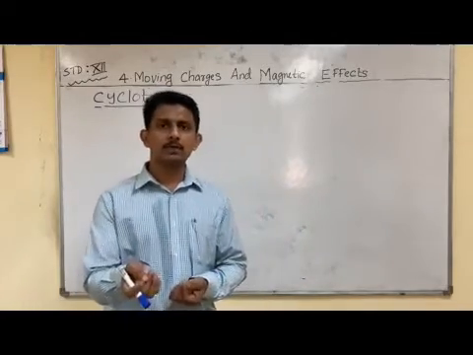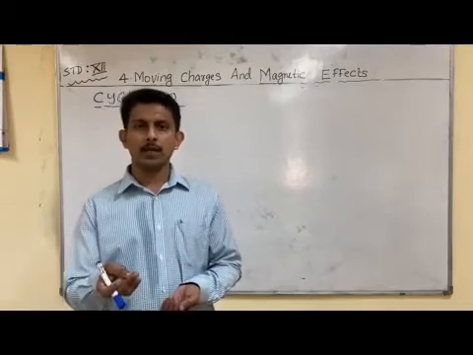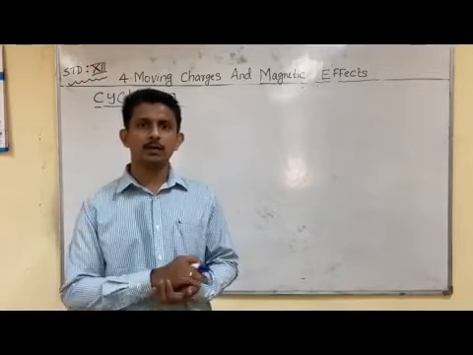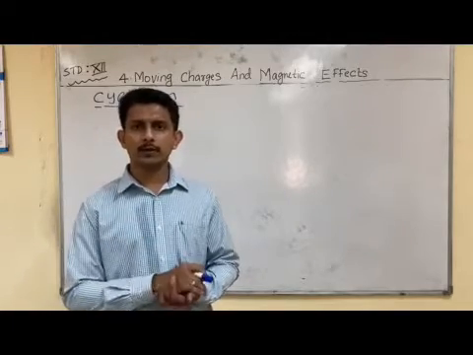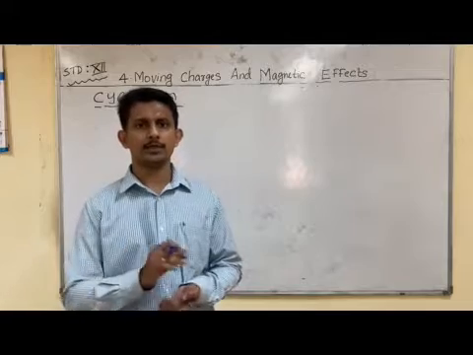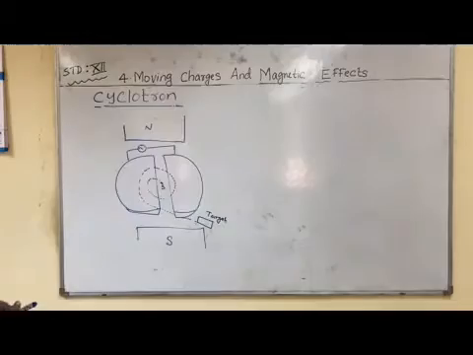The basic principle of a cyclotron is that when a charged particle is moving in a combined electric field and magnetic field, it gets accelerated and acquires a sufficient amount of energy. So let us see how this device works.